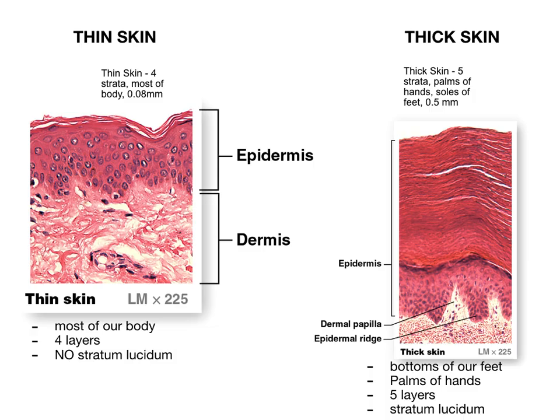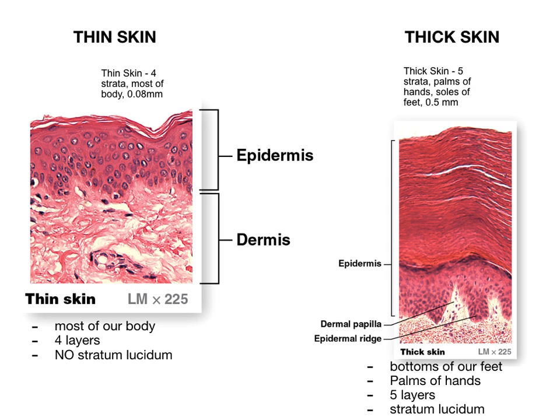So we have thin skin and we have thick skin. Those are two different types of skin that are found in our body. Our thin skin is the majority of our body system, our skin layers. Thin skin consists of 4 layers, whereas the thick skin consists of 5 layers. So the thin skin, like I said, is found pretty much on our entire body, our head, our arms, our torso, throughout our entire body.